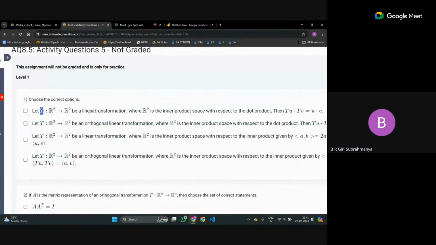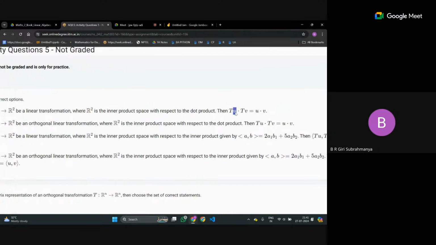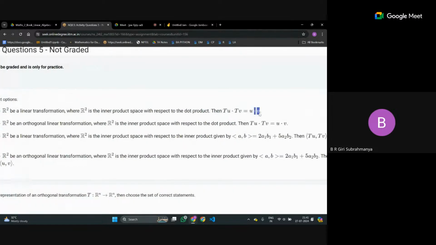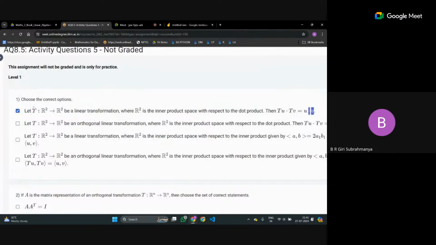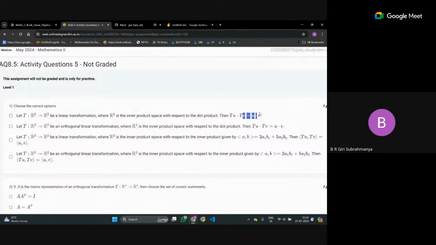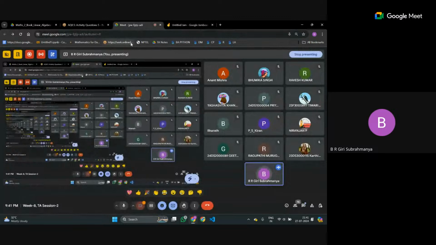Now, first they are saying T is a linear transformation, where R2 is the inner product space with the usual dot product. Then will the dot product between Tu and Tv be equal to the dot product between u and v if this is a linear transformation? For just linear transformations, will this be equal always?